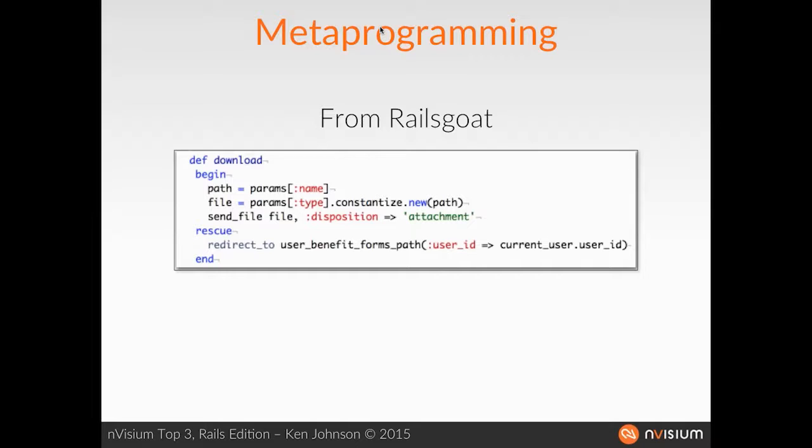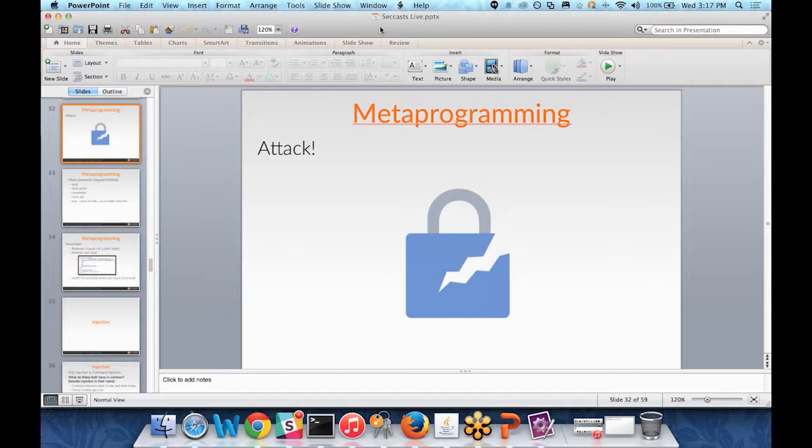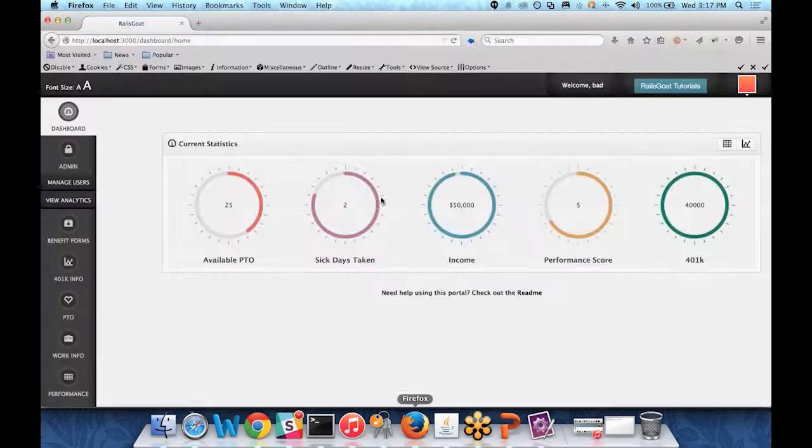So the idea is that the parameter named type that the user gives us is going to be file. And when we call .new, we're passing in the name parameters. So we're trying to do basically a file.new and open a file with that, and then send the file. So now we're going to show the attack. The way this manifests is we've got to go to benefit forms.